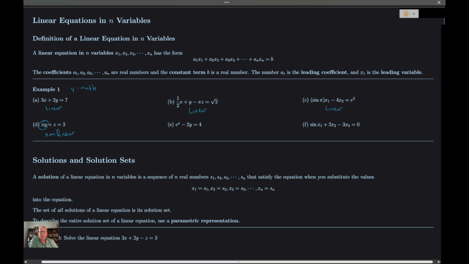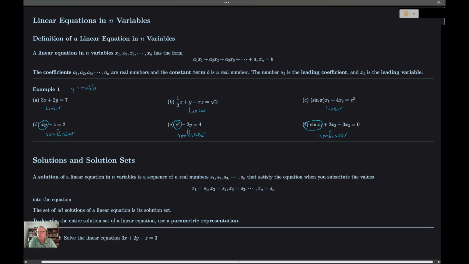E to the X minus 2Y equals 4. E to the X is non-linear. So you cannot have a variable in the exponent. And then we have sine of x1 plus 2x2 minus 3x3 equals 0. Now this one, obviously this is a trig function, so that makes this one nonlinear.